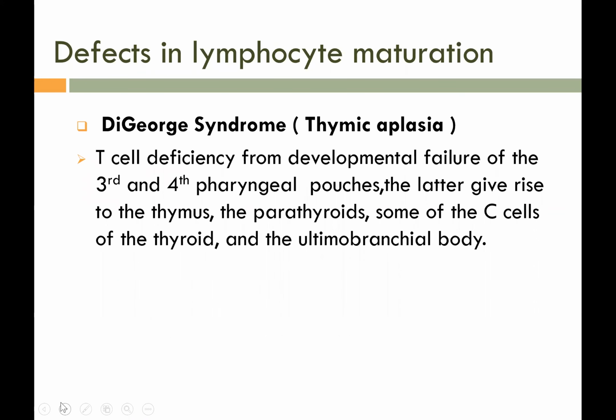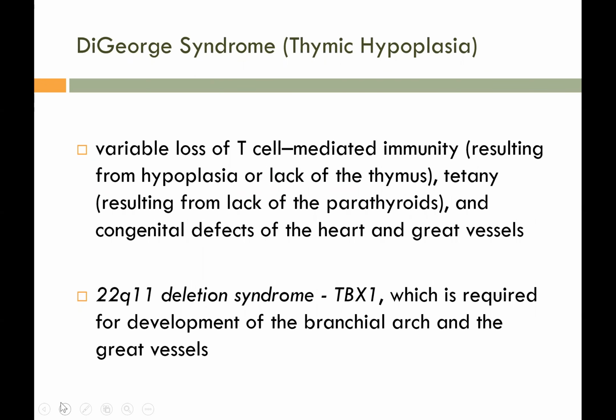T cells are unaffected. Next group is what we call DiGeorge, or thymic hypoplasia. This time, we're talking of T cells. So T cells: third and fourth, you must remember that. Third and fourth: thyroid, parathyroid, C cells. Those are the key points to remember. The problem here is CD40L mutation. That's one. And it could also be deletion syndrome.